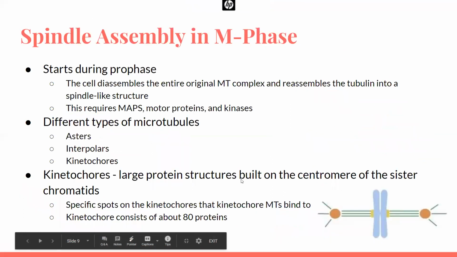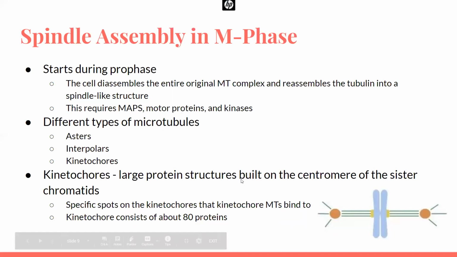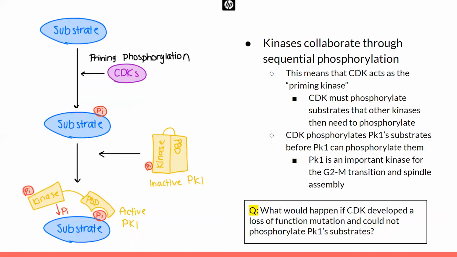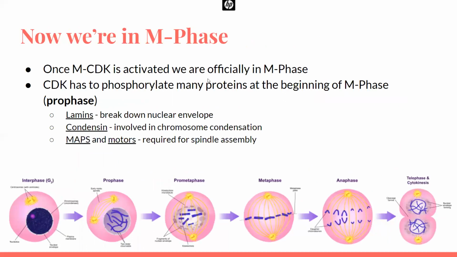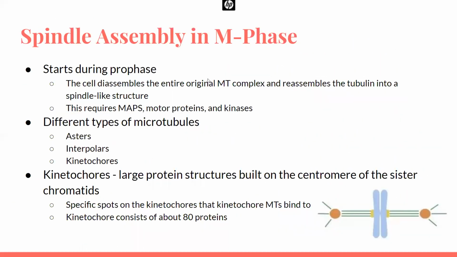All right, so spindle assembly. This occurs in M phase. It starts during prophase. Basically, the cell disassembles the entire original microtubule complex and reassembles the tubulin into a spindle-like structure. This requires those MAPs and motor proteins that I talked about back here, which CDK has to phosphorylate for them to work. So it's all in a sequence, if you've noticed. One thing has to happen for another thing to happen for another thing to happen.